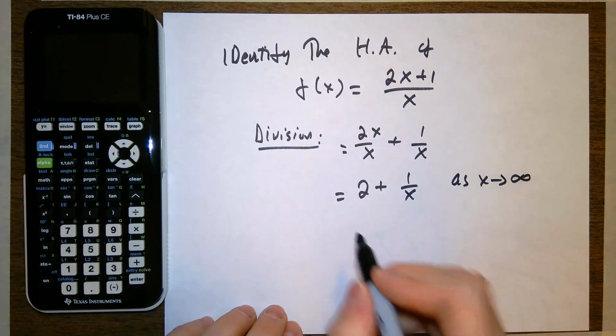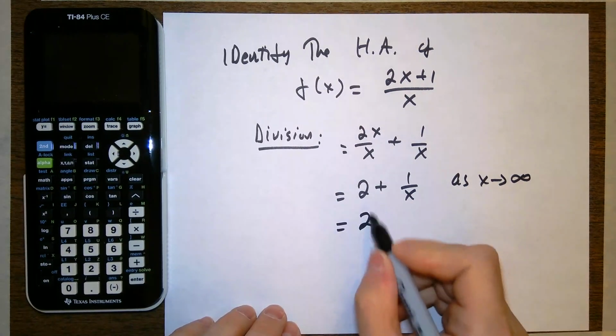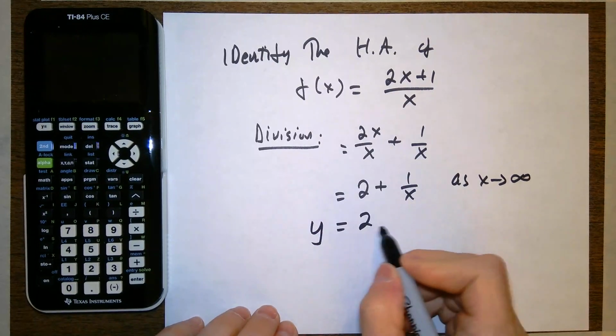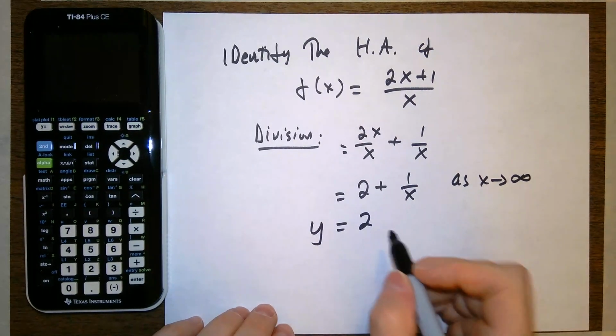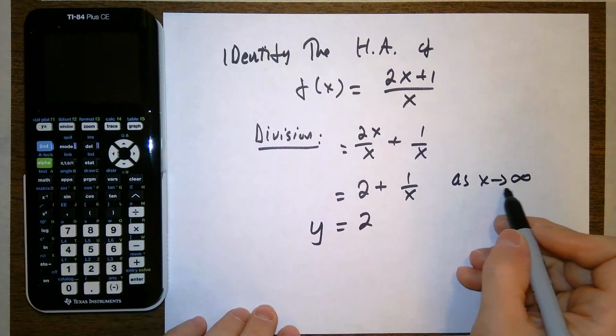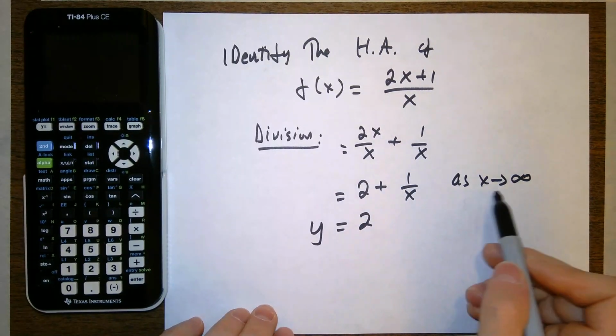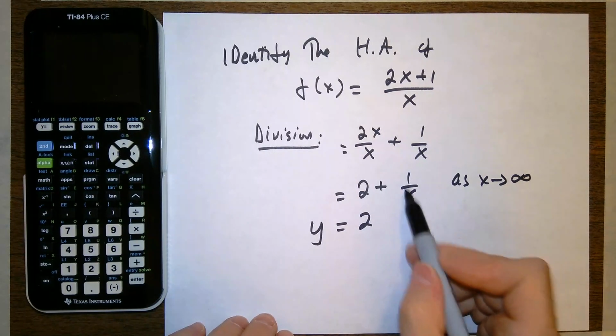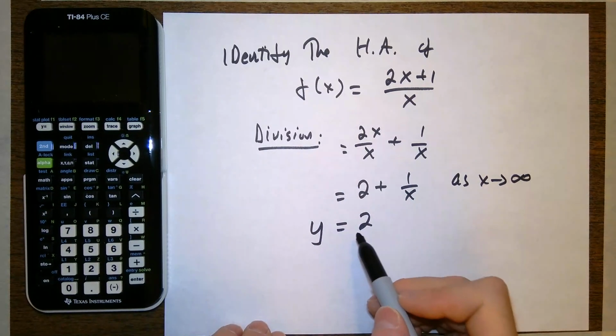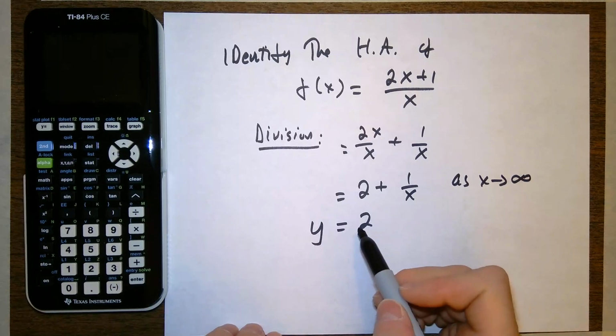This term disappears. So I end up with just that line right there, the line y equals 2. That is my horizontal asymptote. Because this function is the same thing as this function, and as x's become infinitely large, that term disappears, and I'm left with just the line y equals 2.